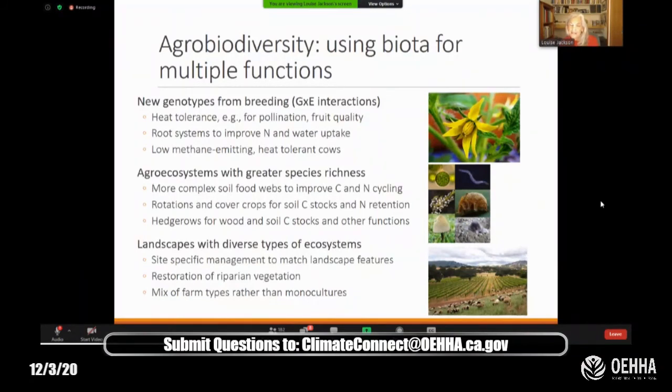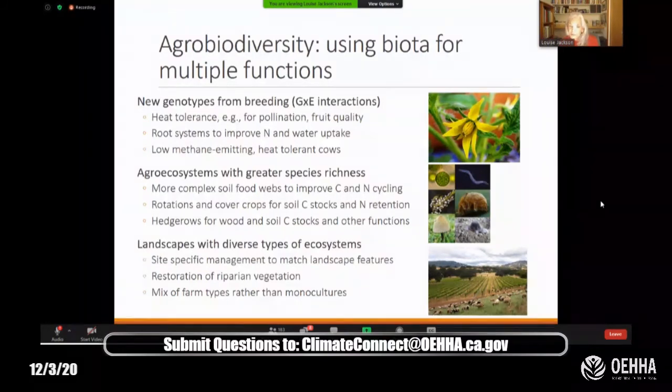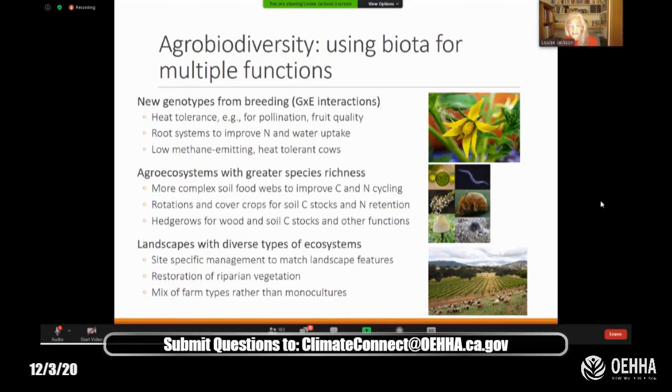Rotations in cover crops are important to keep production going through the whole year, with less fallow periods. And the residues that they produce will be important for increasing soil carbon stocks and nitrogen retention. In marginal lands along field edges, hedgerows can be grown for their wood and soil carbon stocks and other functions, such as habitat for beneficial insects, for pollinators, and for wildlife.